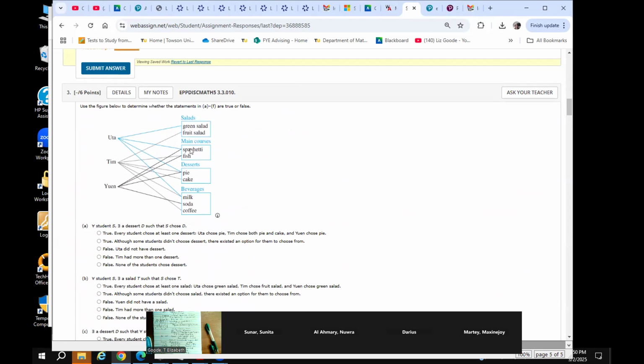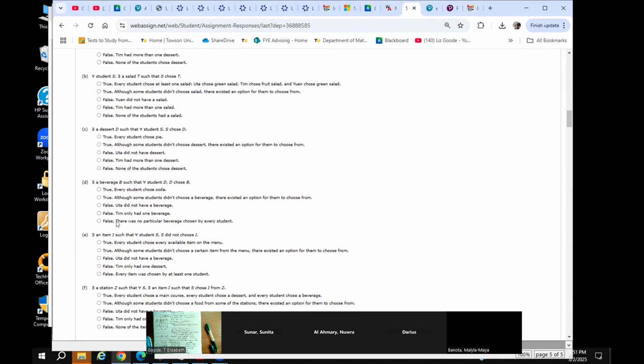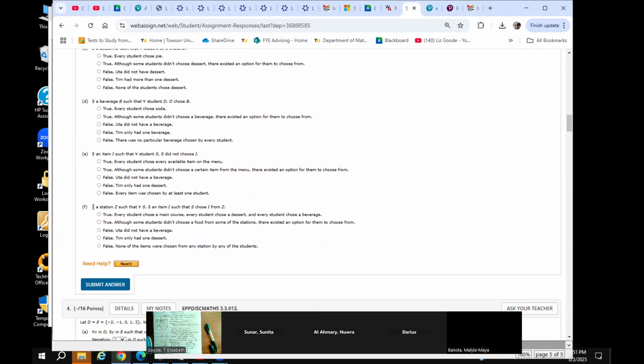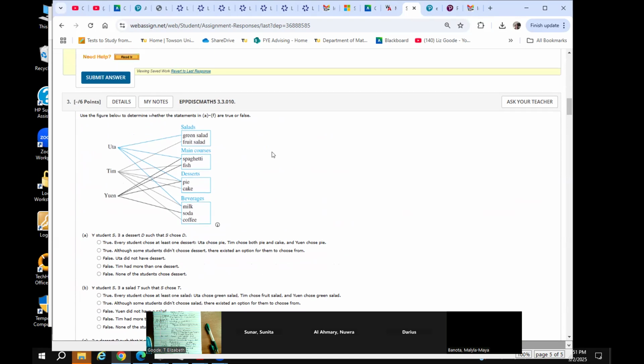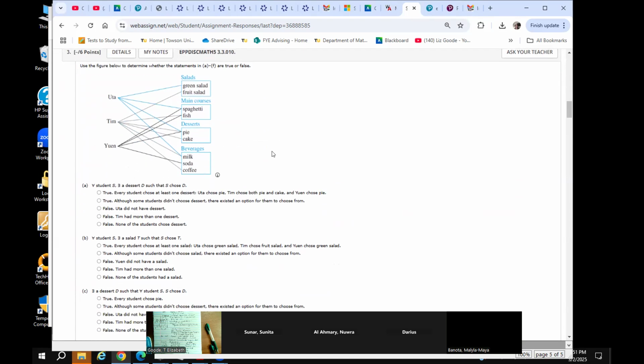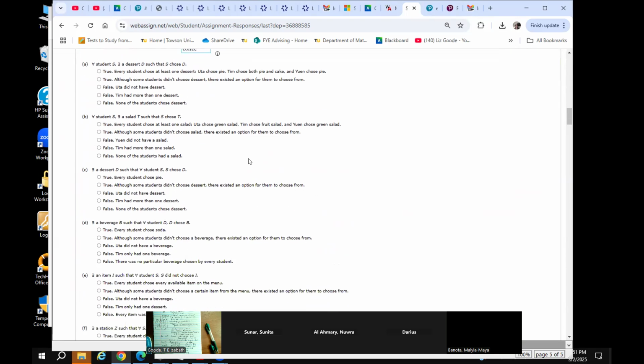Uta gets a green salad, spaghetti, pie, and milk. Tim gets a fruit salad, fish, pie, cake, milk, and coffee. Okay, all right, so part F. I guess we have stations, right? The salad station, the main course station, the dessert station, and the beverage station. Is that what you gather from that? Yes. Okay.